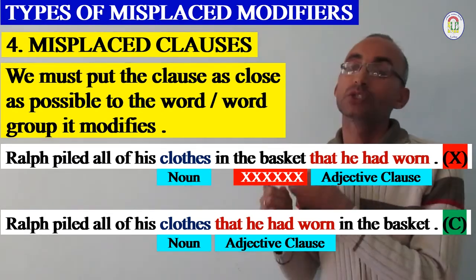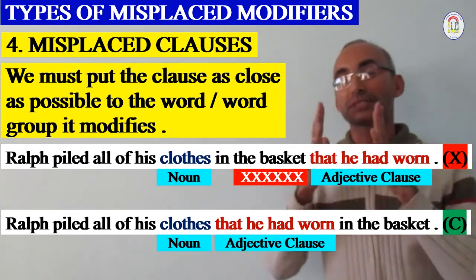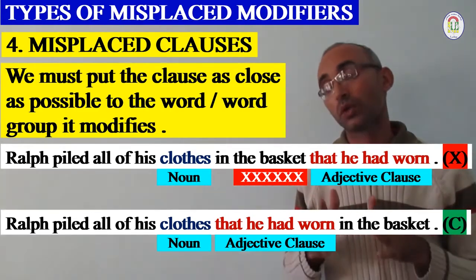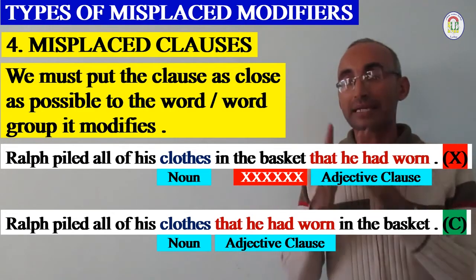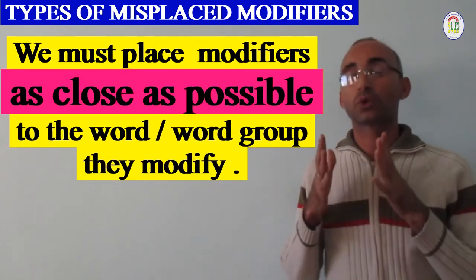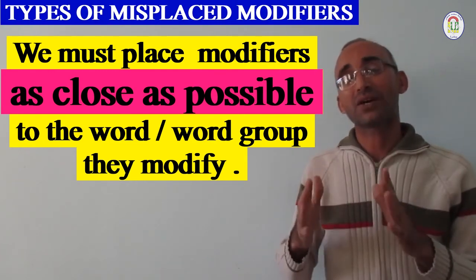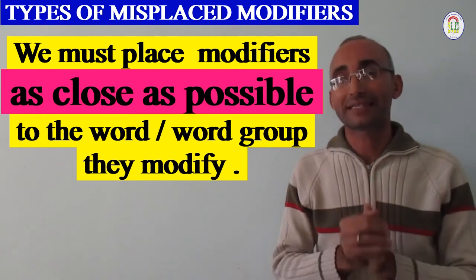Clear? So we must always be careful about the position of our modifiers, and we should always place them correctly as close as possible to the item or word group they modify, in the light of the structures we have learned together.